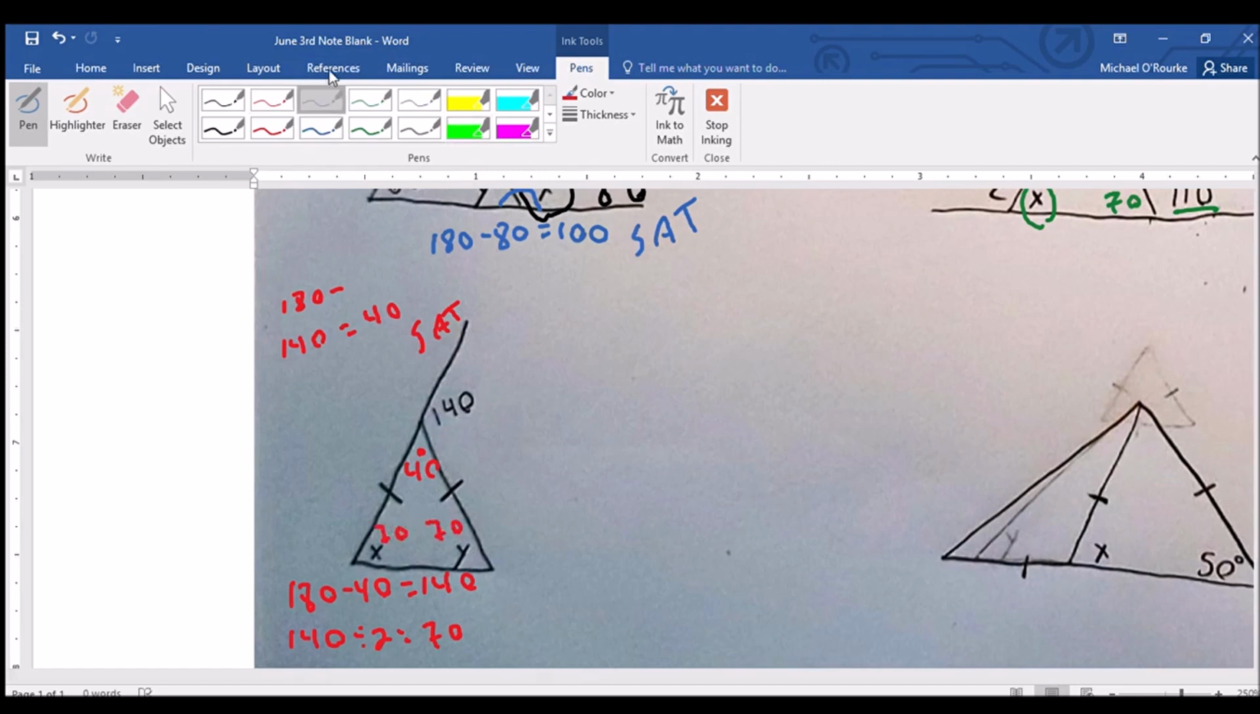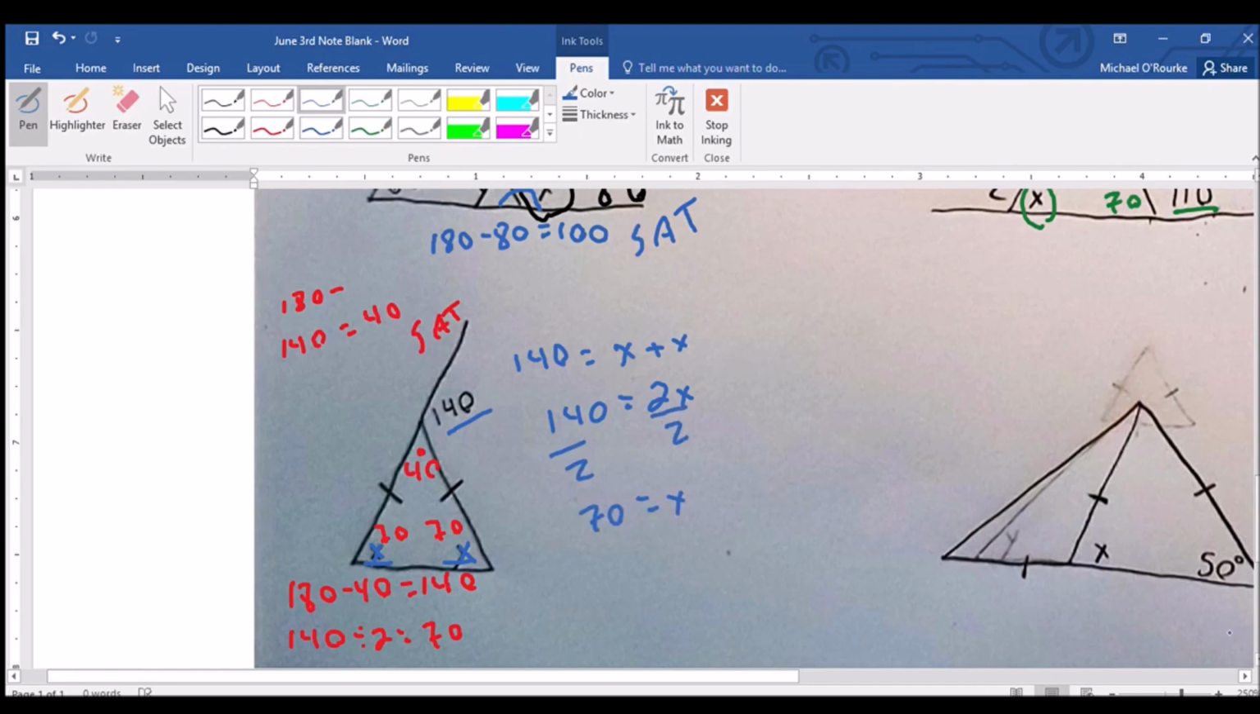Easier way to do it, if you think about exterior angles, this angle is going to equal this one plus this one. So 140 equals, and realistically, those are the same angle. So you go x plus x. So 140 equals 2x, since they're equal. So we're just going to divide by 2. 70 equals x. And you get the same answer.